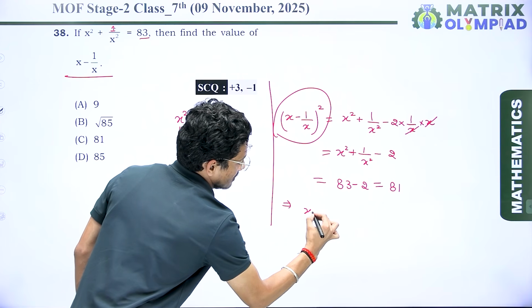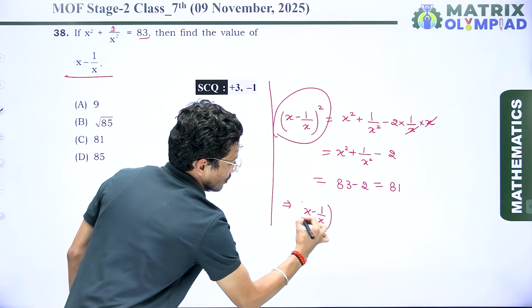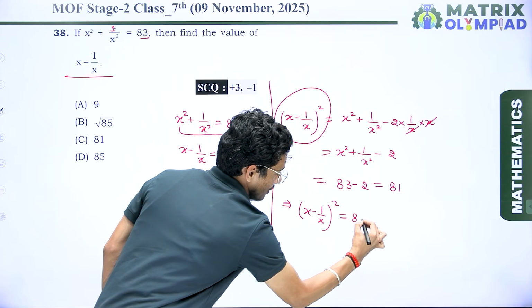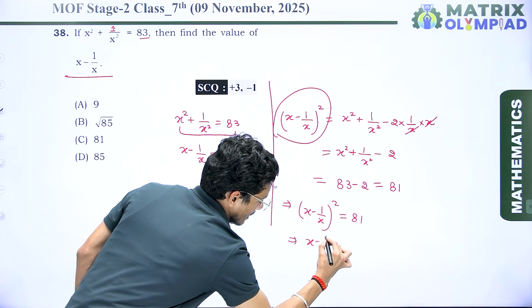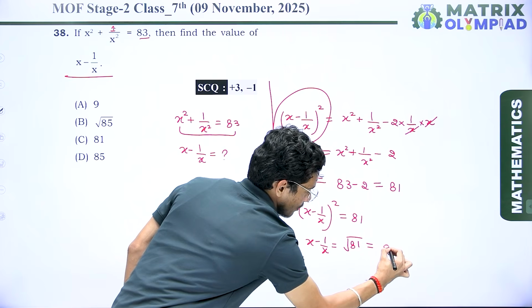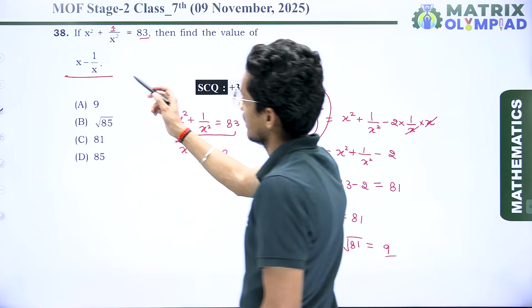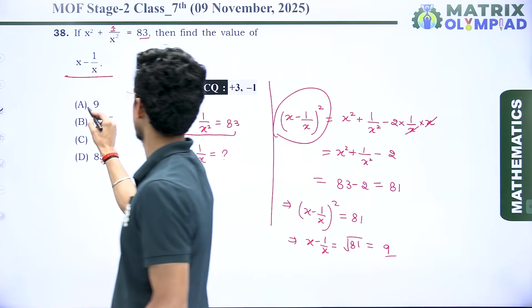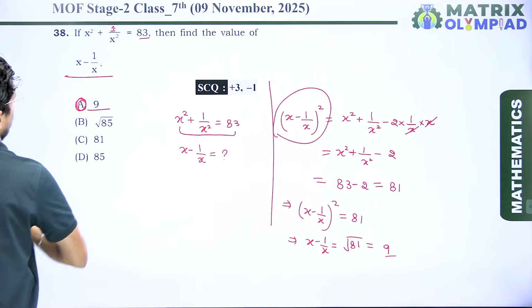So I can write here x minus 1 upon x whole square, which is equal to 81, and the value of x minus 1 upon x, that is under root of 81, which is equal to 9. So here the value of x minus 1 upon x is 9. It means option number A is the correct answer over here.